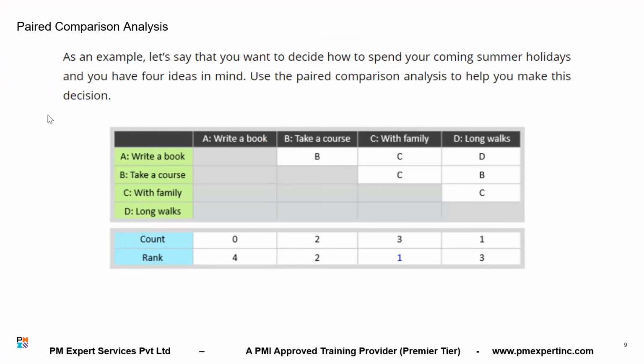Now, this is my product backlog, right? And just to simplify, can I assume this to be a product backlog consisting of items or requirements like write a book, take a course, with family and long walks, just as a sample illustration? Can we take it as a product backlog, guys? Yes, we can. Now, suppose we have to rank the requirements in order of priority. How do we do it using the paired comparison method? Let's see that.